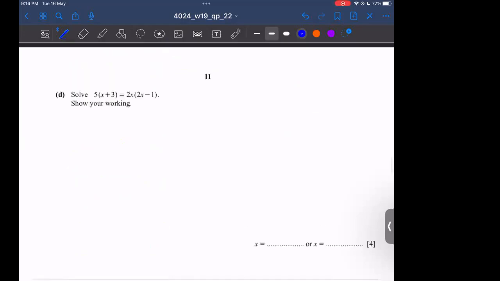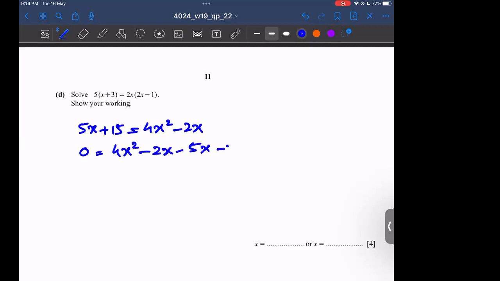Right? Again saying solve the equation, it means they are asking you to find out the value of x again. What we are going to do, we are going to multiply this 5 with the equation, 5 into x, 5 into 3 is 15. 2x into 2x it becomes 4x square. 2x into minus 1, minus 2x. It becomes 4x square on the right hand side, minus 2x minus 5x minus 15. Minus 7x minus 15 is going to be the equation, quadratic equation.